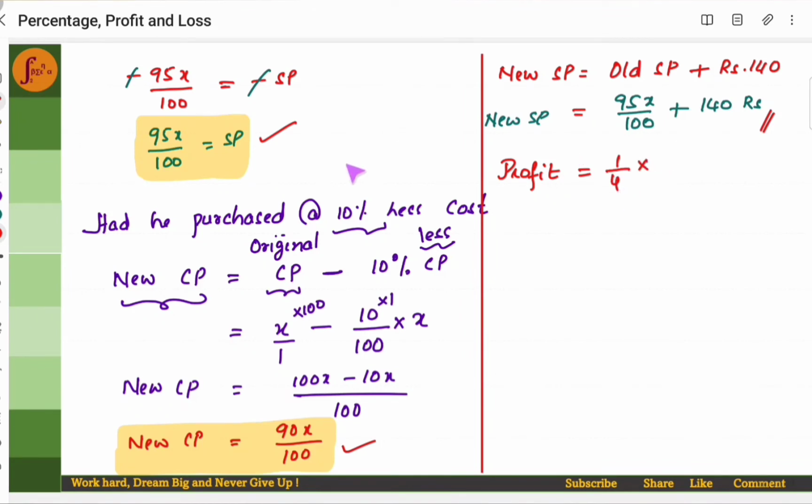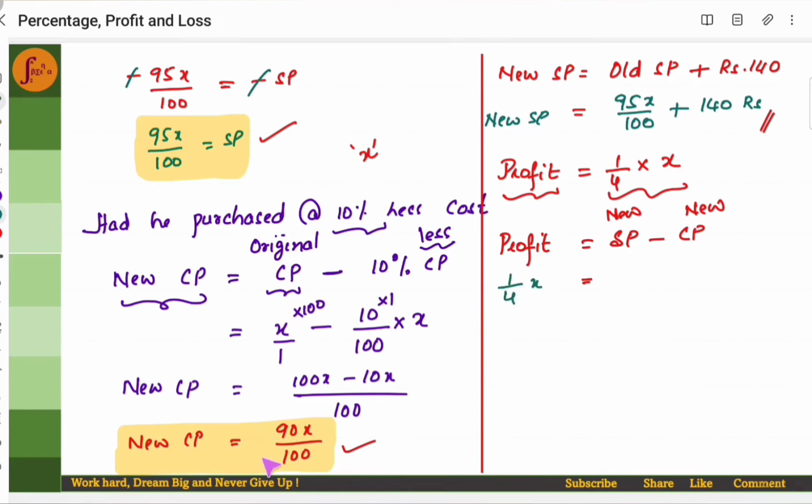What is the original cost price? We assumed X. X is the original cost price. So 1/4 of X would be his profit. So now what is profit? Formula, profit is SP minus CP. We'll have to take new SP and new CP, because he would have got profit if he had used this new cost price and sold it with this new selling price. What is the profit? 1/4 of X.